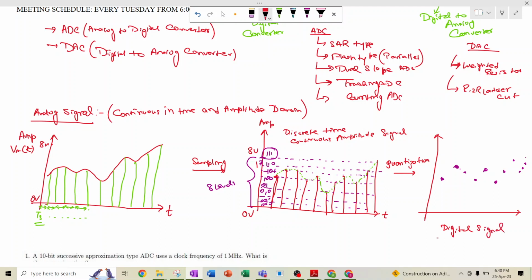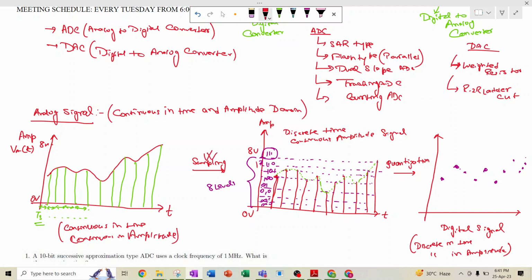A digital signal is discrete in time as well as discrete in amplitude. And the analog signal is continuous in time and continuous in amplitude. So we are using two basic things, sampling and quantization, to transform the analog signal to the digital signal.